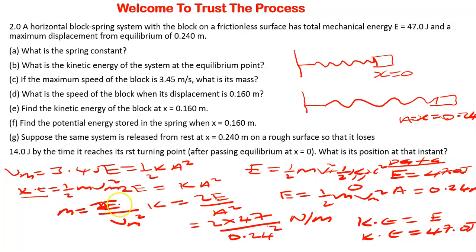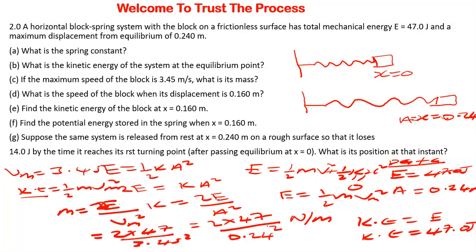This is 47 and then this is 3.45. So you say the mass is going to be 2 multiplied by 47 divided by 3.45 squared, and since it's a mass, it's going to be in kgs. That is how you find part C.